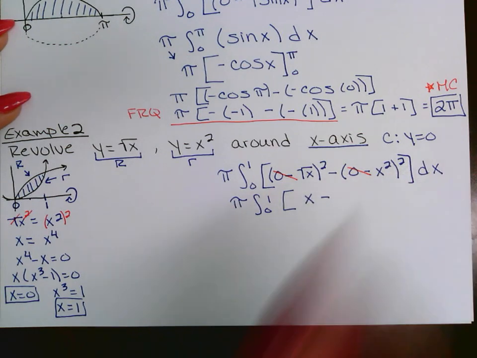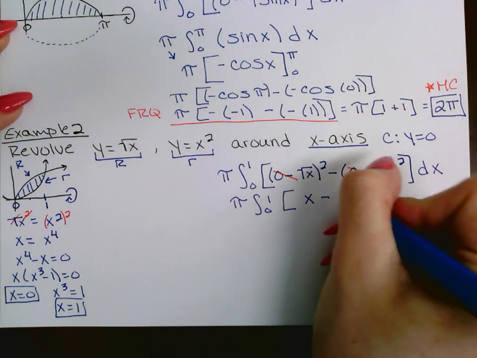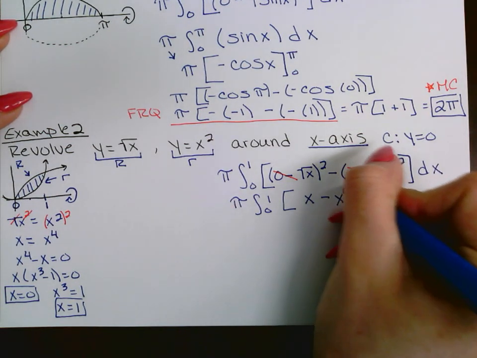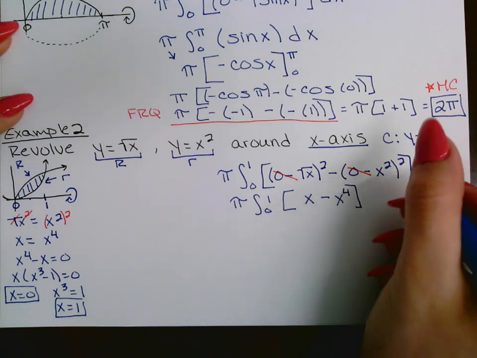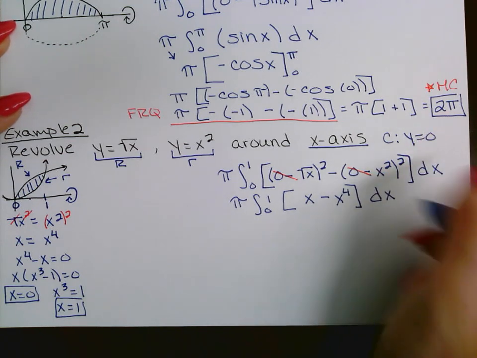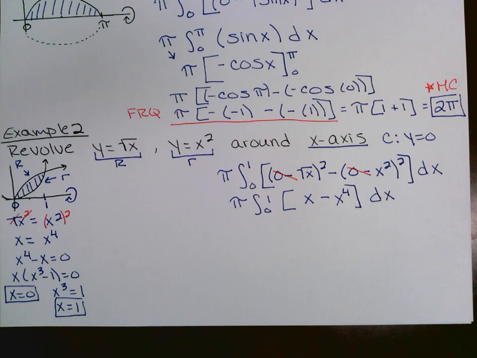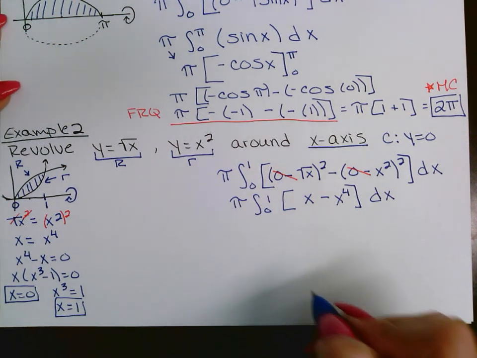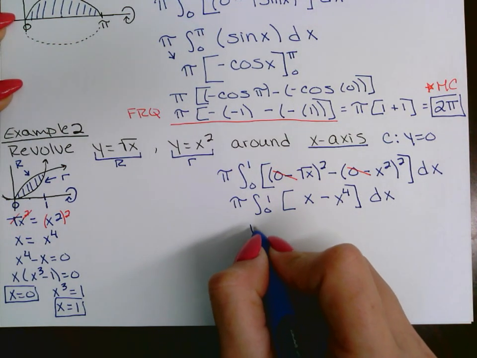What is x squared squared? X to the 4th. All right, and here's where the easy part comes in. It's just the calculus. The hardest part was figuring out my setup. Okay? So, bring down your pi.